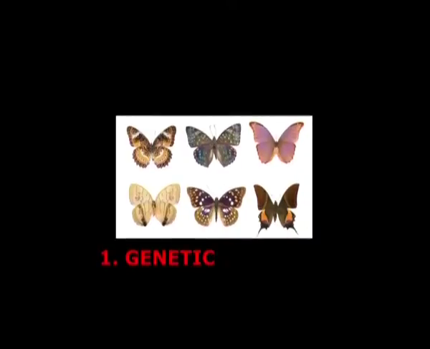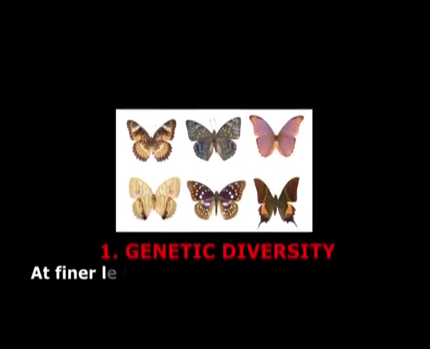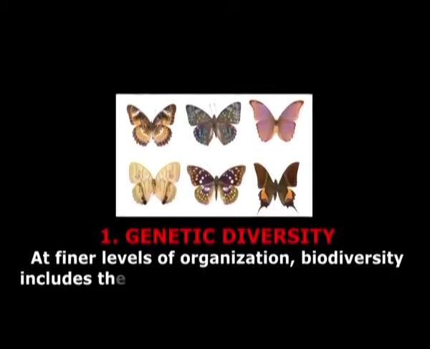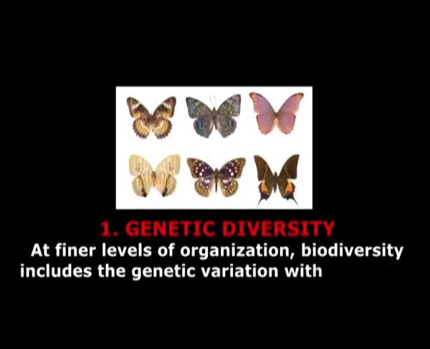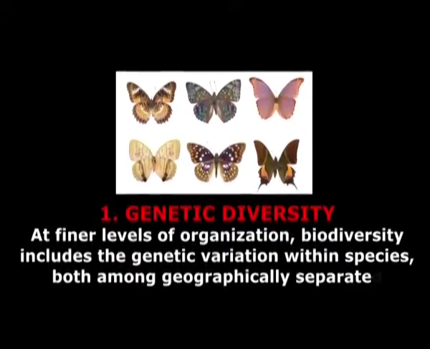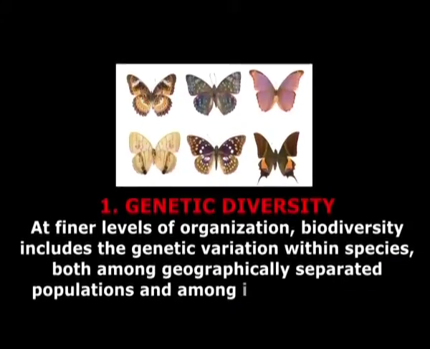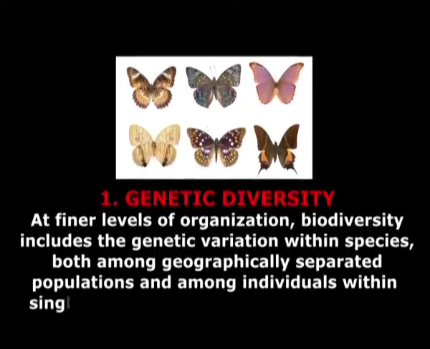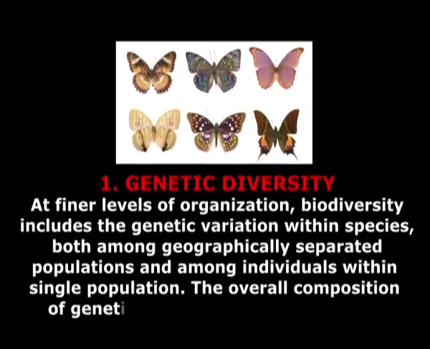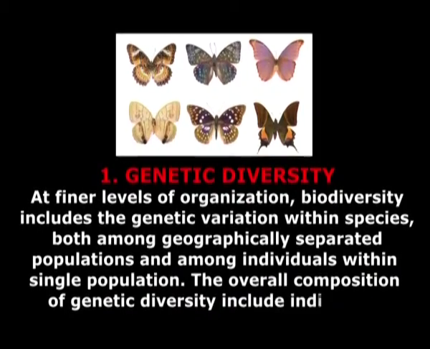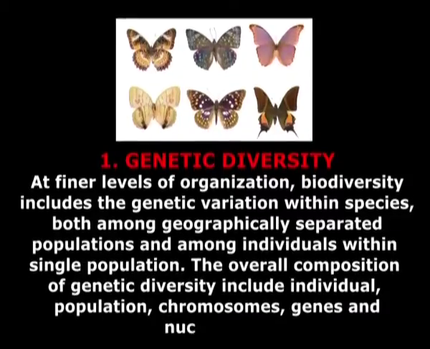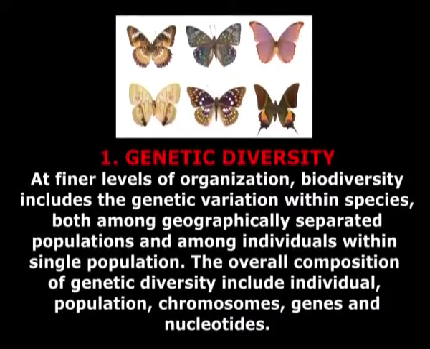Number one, genetic diversity. At finer levels of organization, biodiversity includes the genetic variation within species, both among geographically separated populations and among individuals within a single population. The overall composition of genetic diversity includes individuals, populations, chromosomes, genes, and nucleotides.